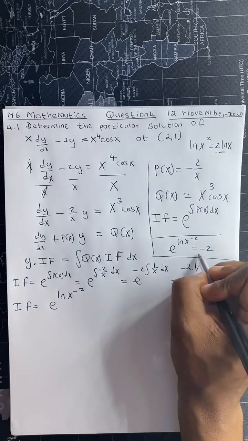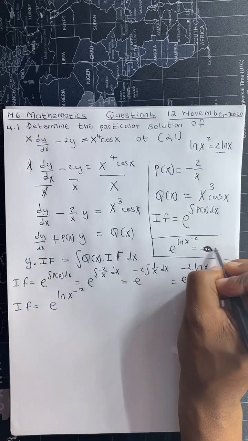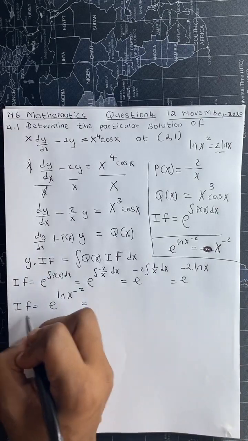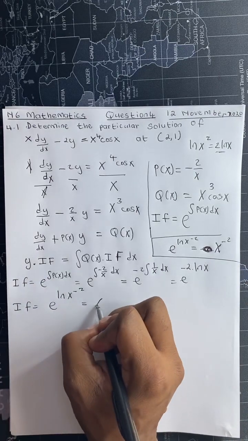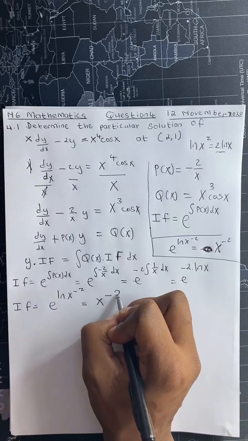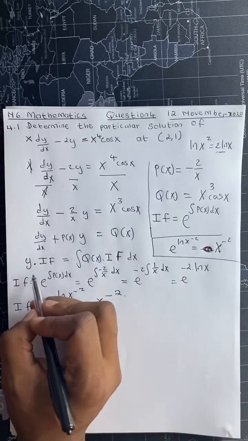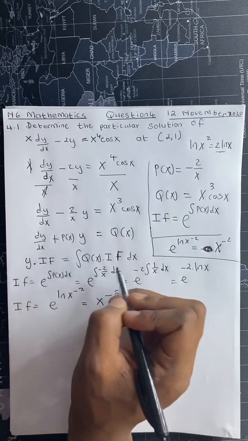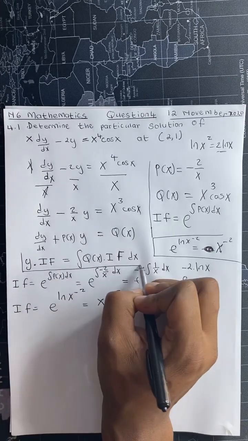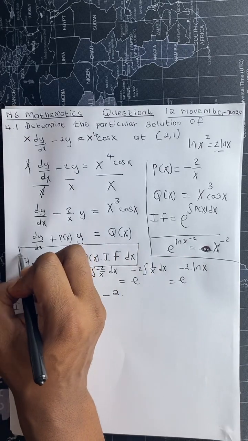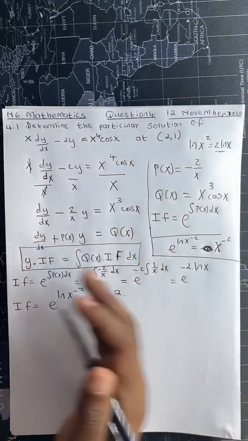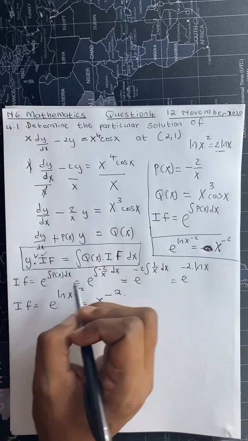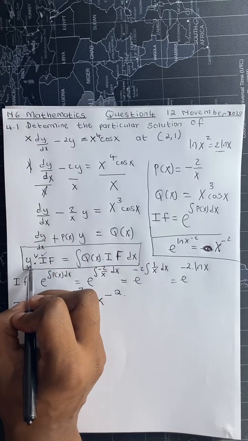e raised to the power ln of x to the power negative 2 is equal to x raised to the power negative 2. So our integrating factor will be equal to x raised to the power negative 2. So this is our general solution equation. Now we have successfully determined it, so we will take this integrating factor and multiply it with the y.